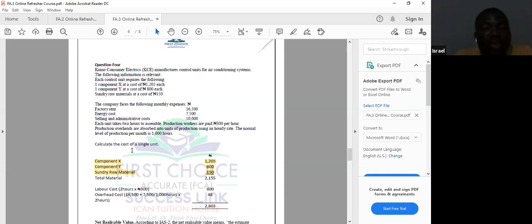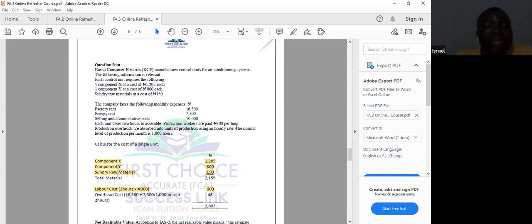So you say, okay, labor cost is what? Each unit takes 2 hours to assemble. So we have 2 hours here. Production workers are paid 300 naira per hour. So if 2 hours are used, and they are paid 300 naira per hour, the total labor cost for 1 unit is 600. You have to add it there because they are direct costs.